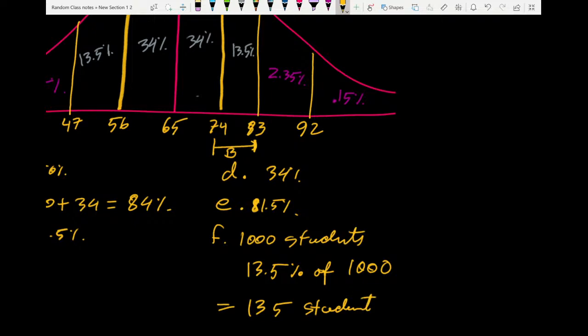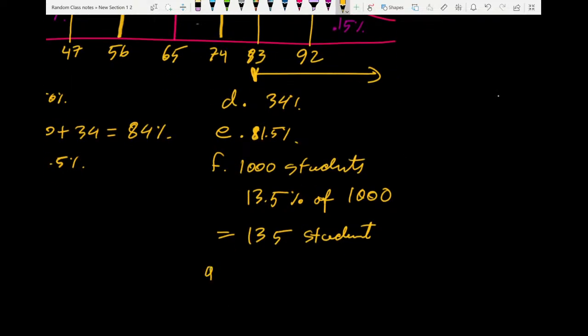All right. How high must a student score in order to be in the top 2.5%? Oh, right over here. So we're looking at the top 2.5%. So we're looking at a score of 83 or higher.